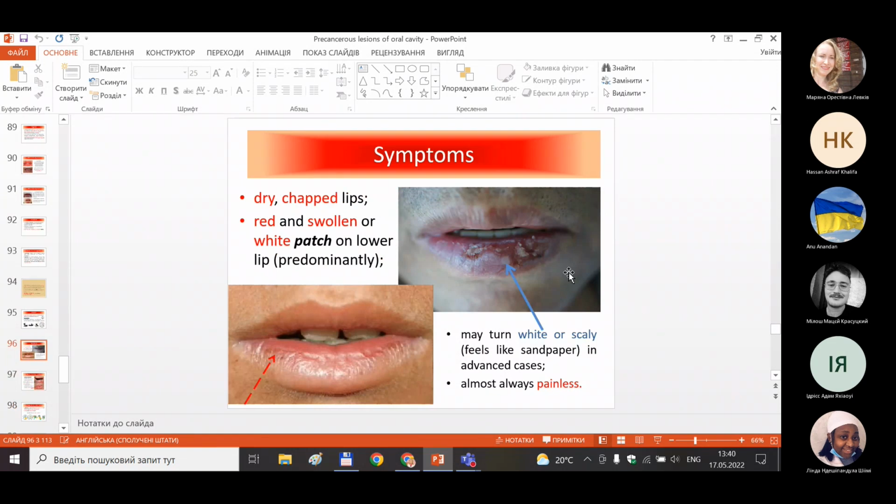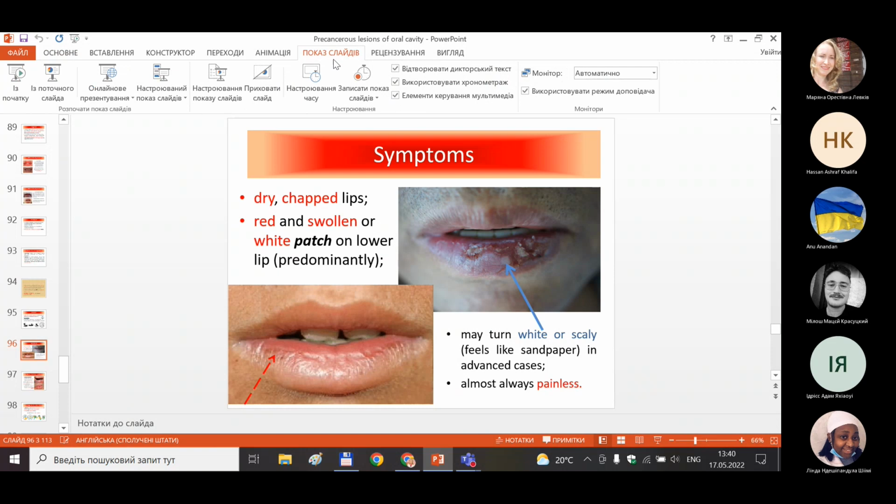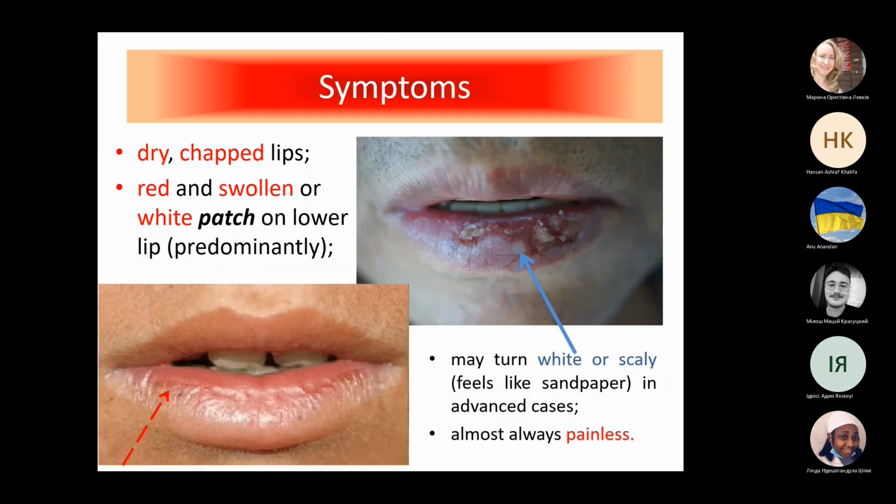Symptoms. Dry, chapped lips. May turn white or scaly. Almost always painless. So red, swollen or white patch on a lower lip predominantly. So actinic cheilitis, lower lip predominantly.